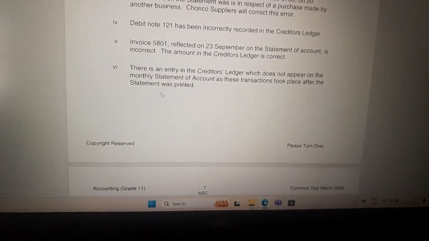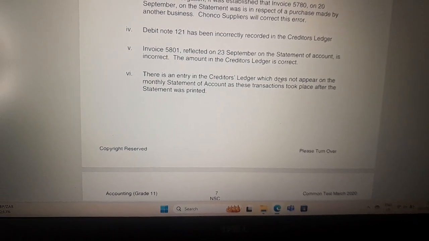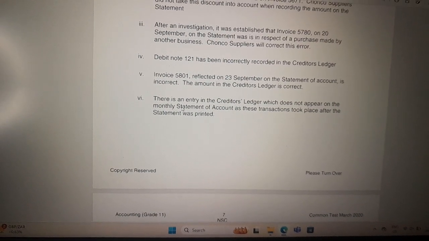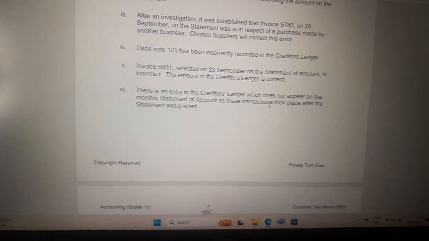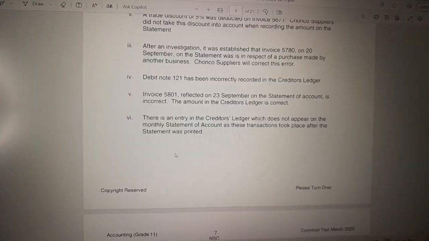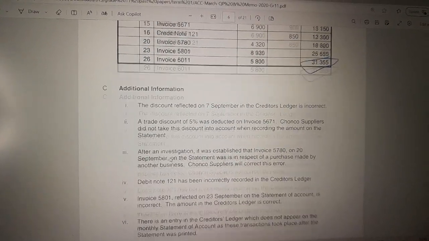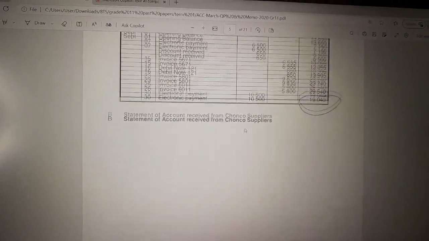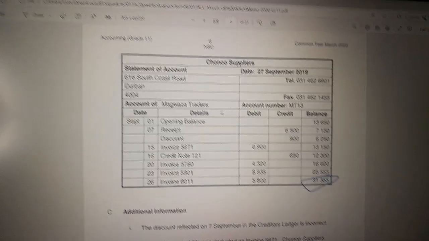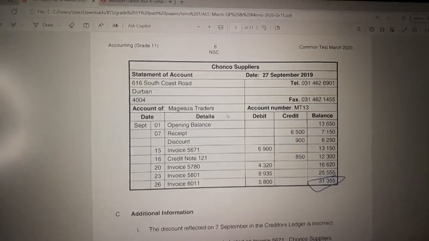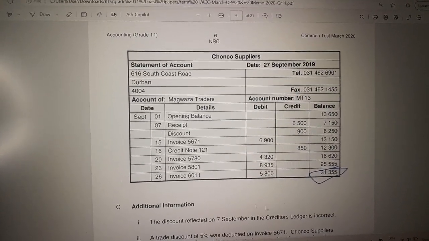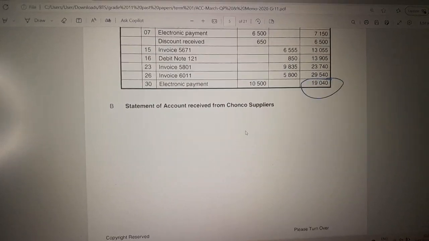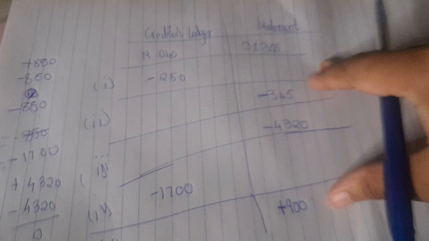The last one says there's an entry in the creditors ledger which does not appear on the monthly statement, as these transactions took place after the statement was printed out. So they're basically saying there's an entry on the creditors ledger that does not appear here. From that statement, we know we're going to fix on the statement, because there's an entry on the creditors ledger that does not appear here. So we're fixing on this side.